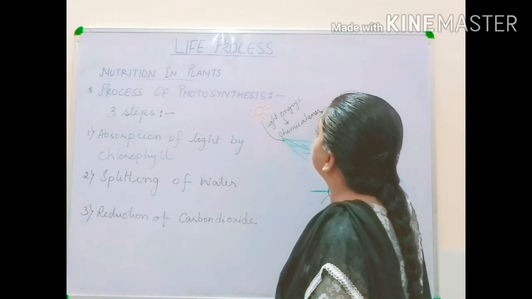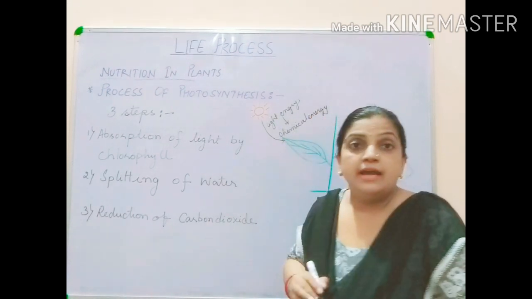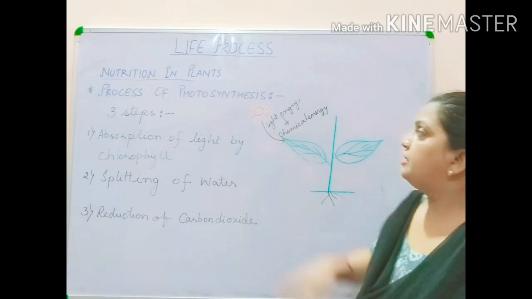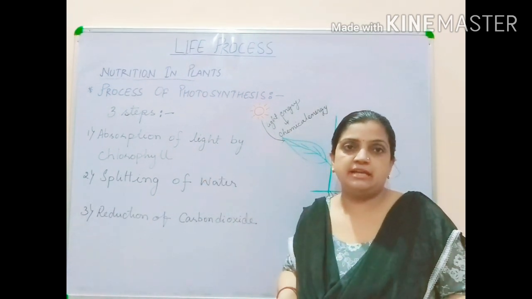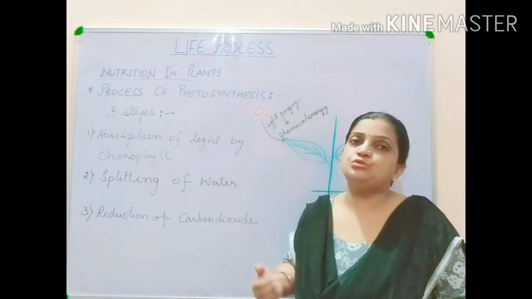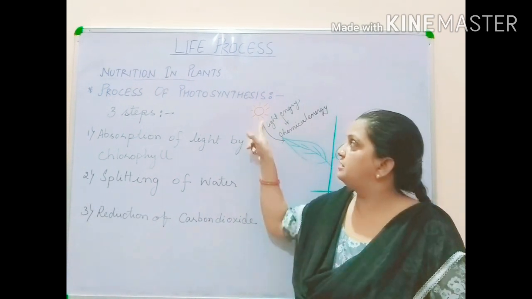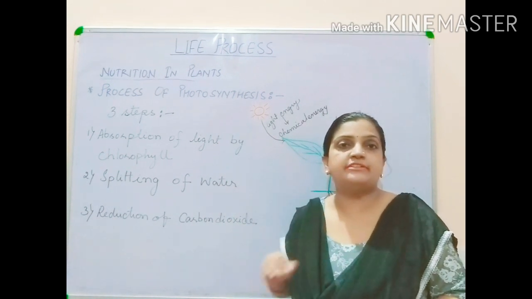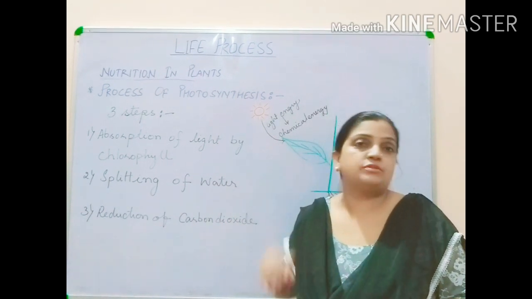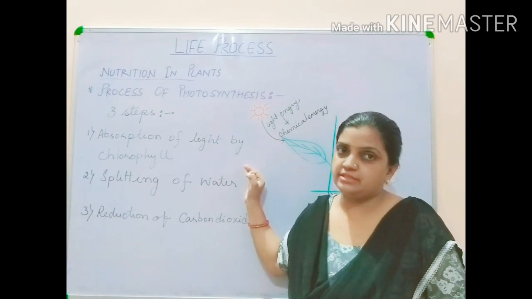Sunlight is trapped by the chlorophyll pigment, and this light energy will be converted into chemical energy at the last. So your first step is responsible for trapping the sunlight and converting it into chemical energy. So light energy is converted into chemical energy. This is one of the most important steps in the process of photosynthesis.